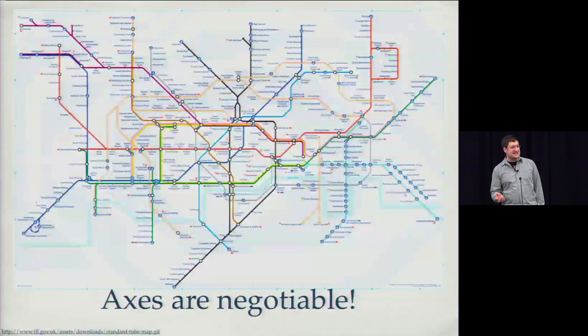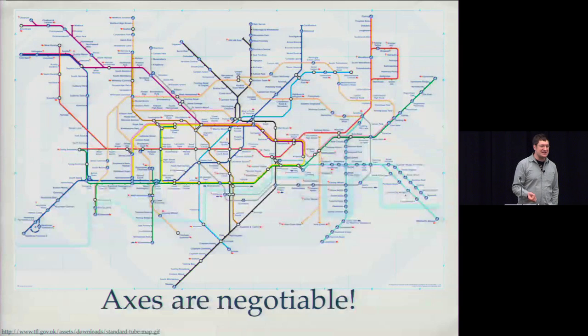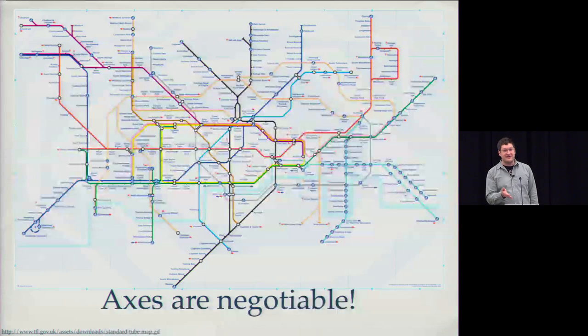One more thing to remember: axes are negotiable, right? So this is the London Underground map. And it doesn't actually look like London. I mean, it kind of does, but not really. And it turns out that these tubes are not all straight lines. If you get on a subway and you're going around corners, these corners are not represented well on the graph. And the subways definitely are not making these 90 degree right angle turns.